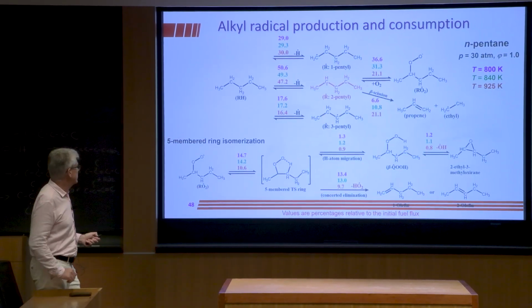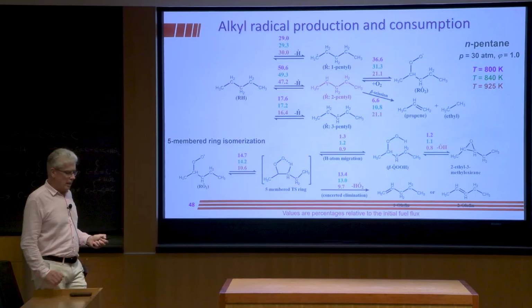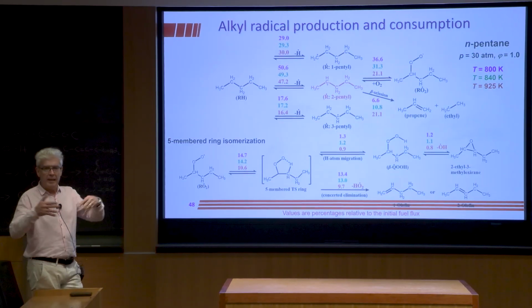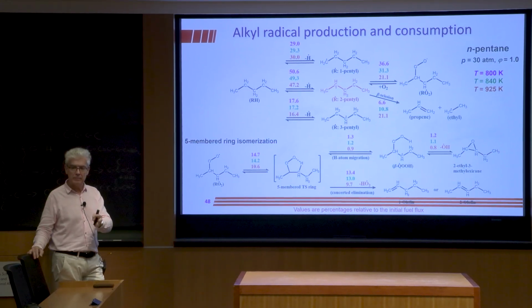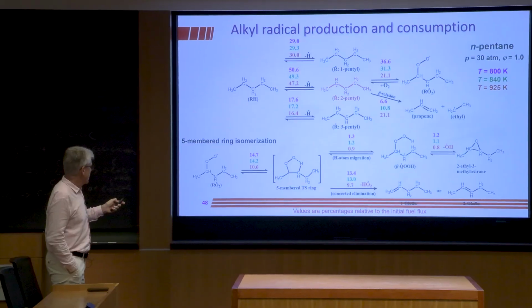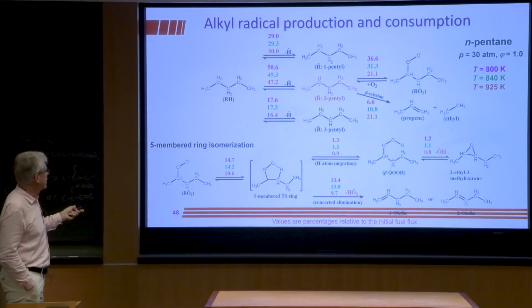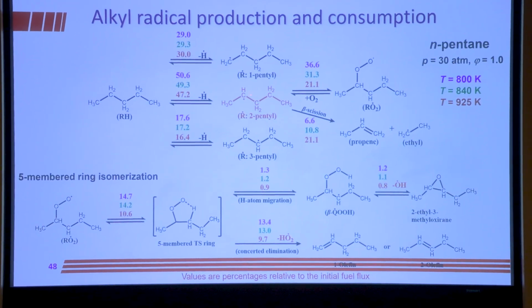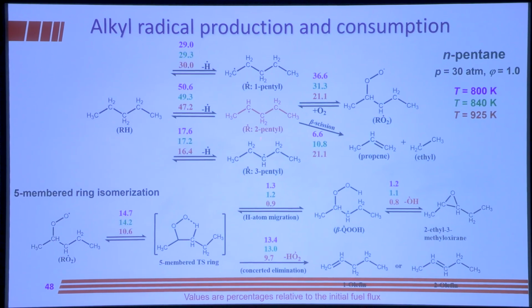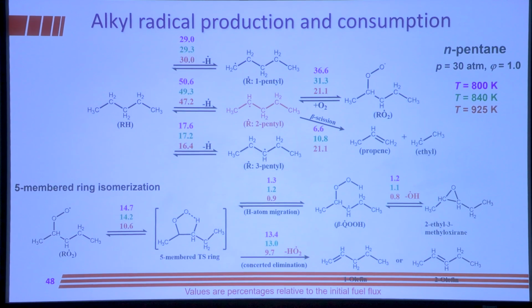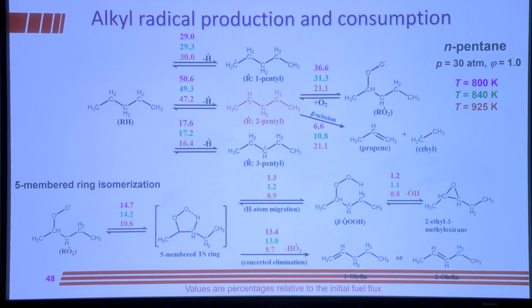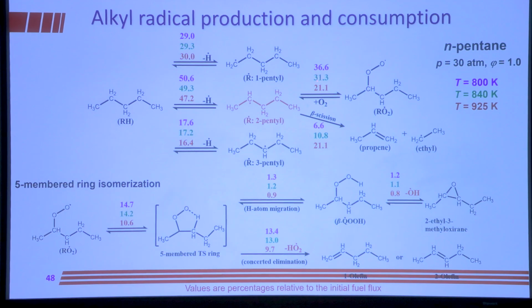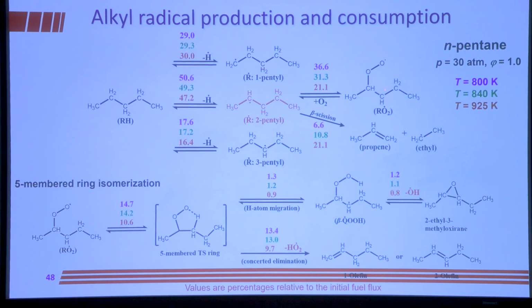I should have plotted that. But this will be along the NTC curve for n-pentane. And what we're seeing is that 50% of the fuel molecules that are oxidized give us 2-pentyl, about 30% give us 1-pentyl, and about 20% gives us 3-pentyl, or leads to that. But if we get 2-pentyl radicals, what's that? About 72% of those go on to give you RO2.